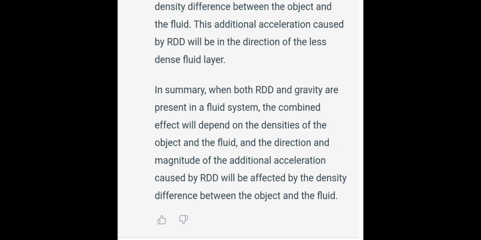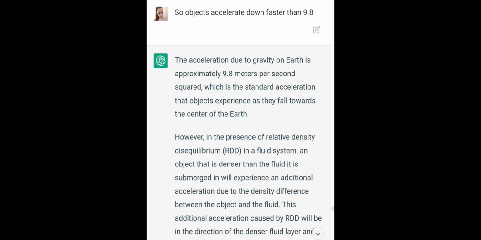In summary, when both RDD and gravity are present in the fluid system, the combined effect will depend on the densities of the object and the fluid, and the direction and magnitude of the additional acceleration caused by RDD will be affected by the density difference between the object and the fluid. So objects accelerate down faster than 9.8.